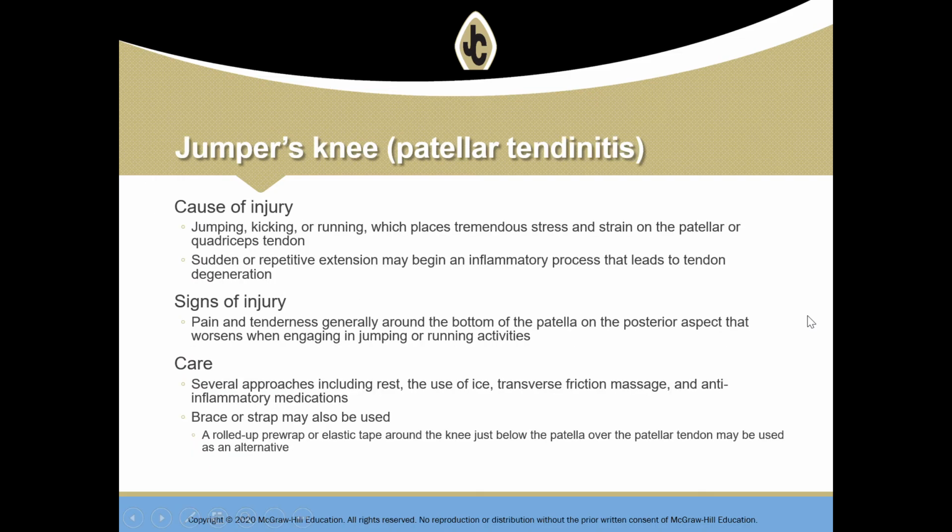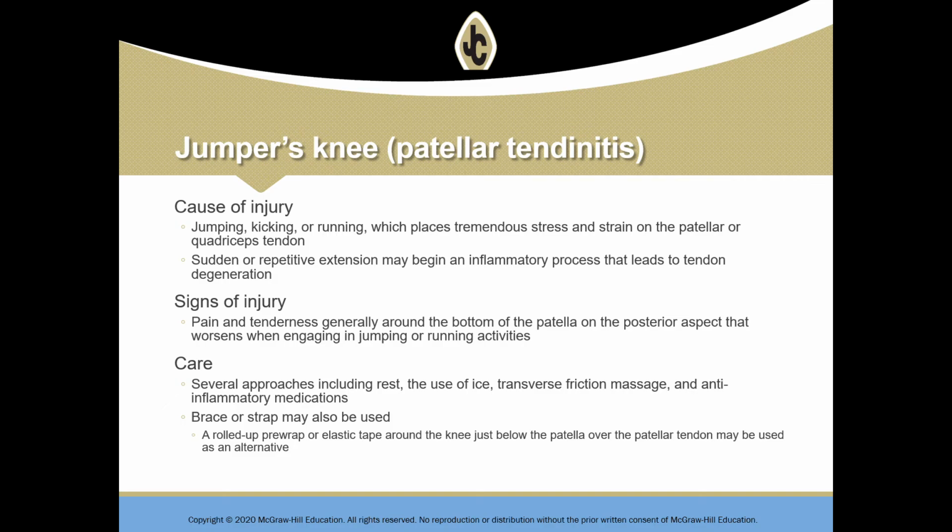Okay, patellar tendonitis, usually caused by jumping, kicking, or running repetitively, which places tremendous stress and strain on the patella and quadriceps tendon. Sudden and repetitive extension may begin an inflammatory process that leads to tendon degeneration. Signs of injury are pain and tenderness generally around the bottom of the patella, and the posterior aspect, that worsens when engaging in jumping and running activities.